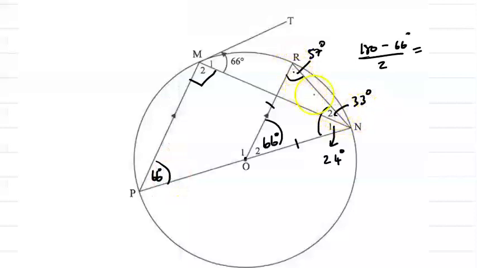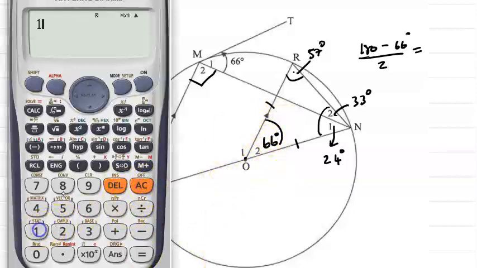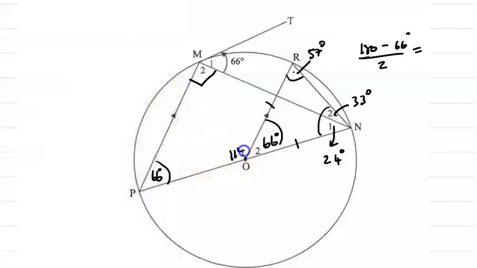Because if we have to look at triangle RNO, remember that all these angles must add up to 180 degrees. What do you notice? You notice that we've actually solved almost every single angle that's here. Okay, it's just O1. Let's get O1. Remember that it's angles on a straight line, so that's going to be 180 minus 66, which equals 114 degrees. Or you can say the exterior angle of the triangle is equal to the sum of the interior opposite angles. 57 plus 57 is 114.